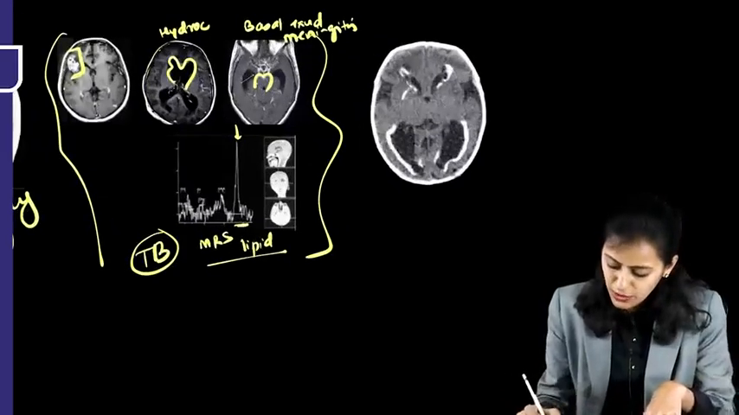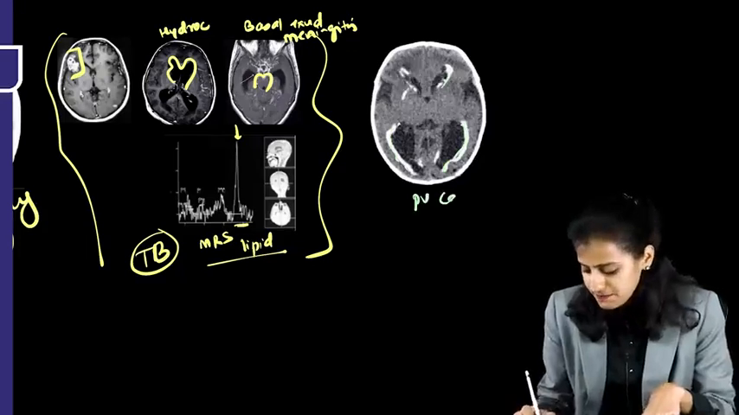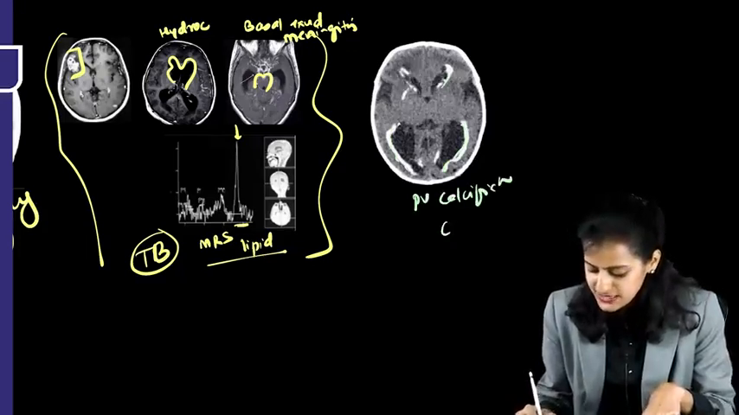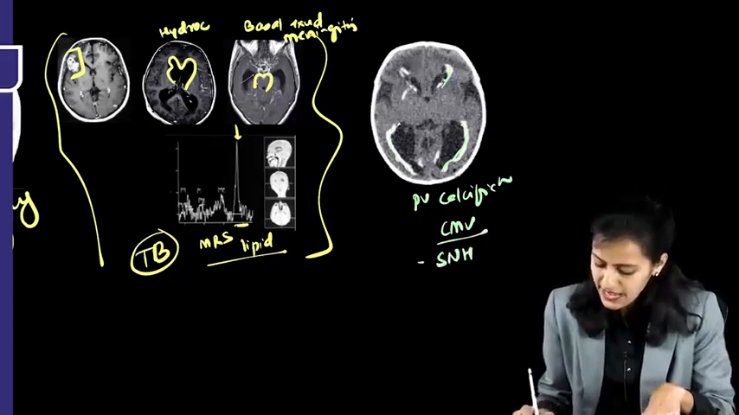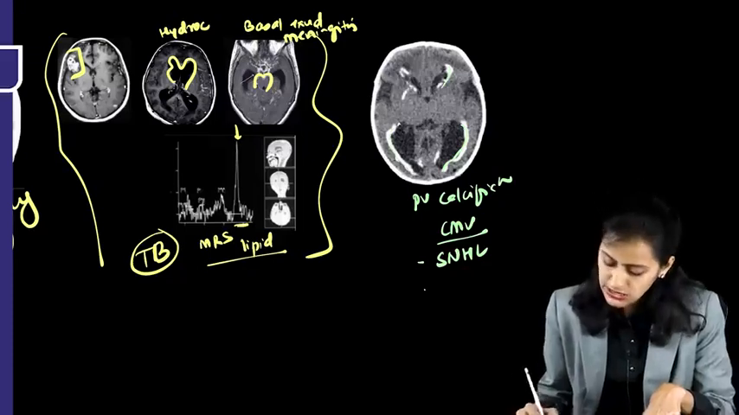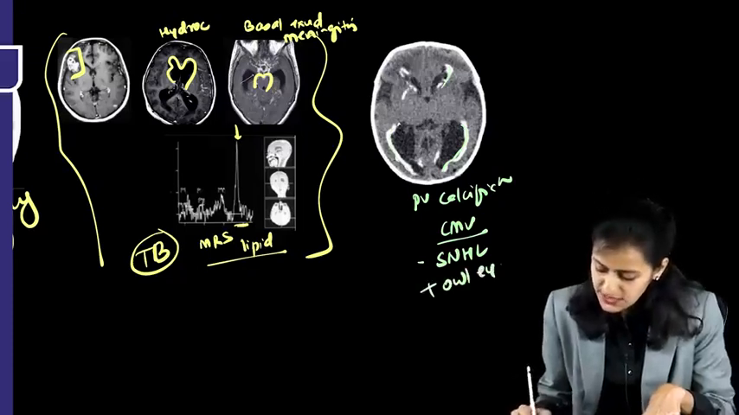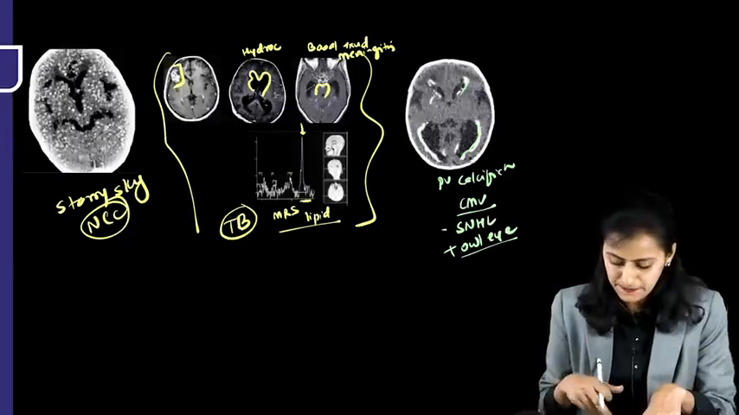Very, very important. What you see here is the periventricular calcification. Remember, the periventricular calcification is seen with cytomegalovirus, where the baby can have SNHL as a common complication. And what else do we see is the owl's eye inclusions with CMV, cytomegalovirus.